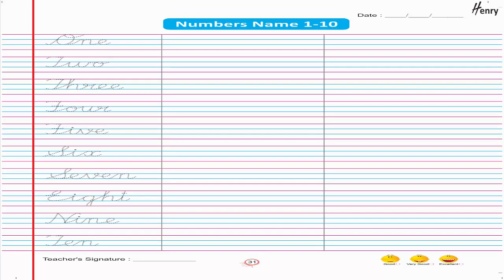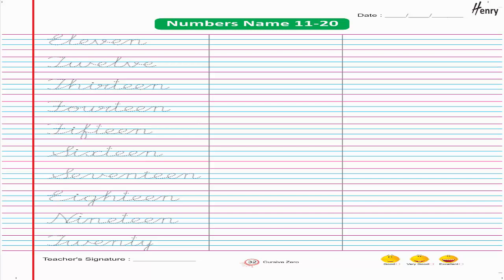Numbers name 1 to 10. 1, 2, 3, 4, 5, 6, 7, 8, 9, 10. Numbers name 11 to 20. 11, 12, 13, 14, 15, 16, 17, 18, 19, 20.